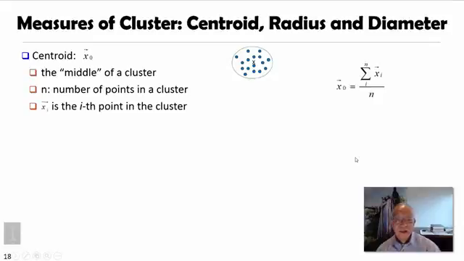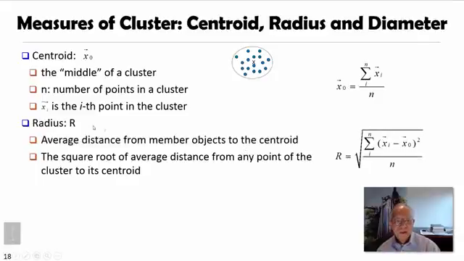So we can look at the general concepts of centroid, radius, and diameter. The centroid is the center of the cluster. Suppose we have vectors of n dimensions, x sub i. Then the centroid is computed as the sum of all the points in this cluster divided by the number of points in the cluster. That gives us the centroid of the cluster.